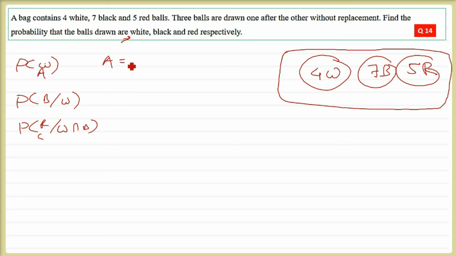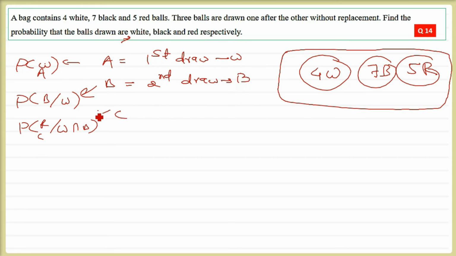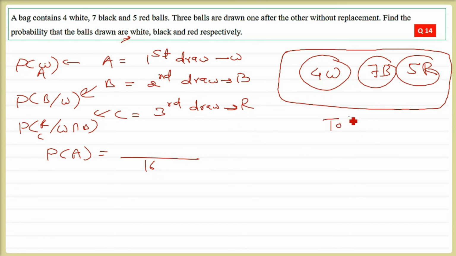Now let's make the events. The first event is that a white comes out in the first draw. The first draw produces a white ball. The second is that the second draw produces the black ball. The third says that in the third pick, the ball appeared as a red ball. Now let's make the probability here, P(A), the first probability. Total number of cases are what? 4 plus 7 plus 5. 7 plus 5 is 12 and 12 plus 4 is 16. The total number of cases are 16.